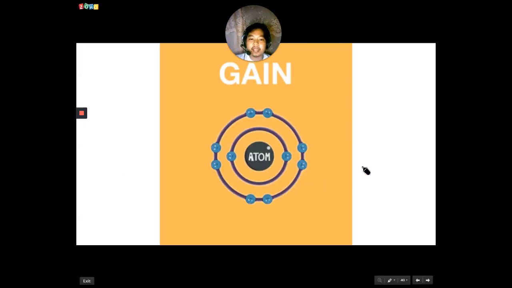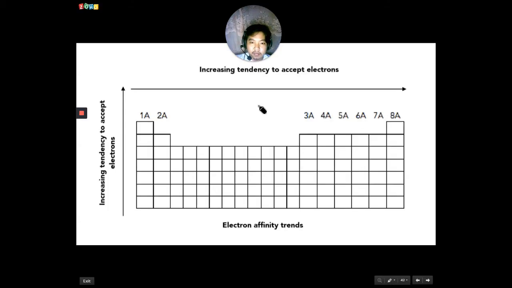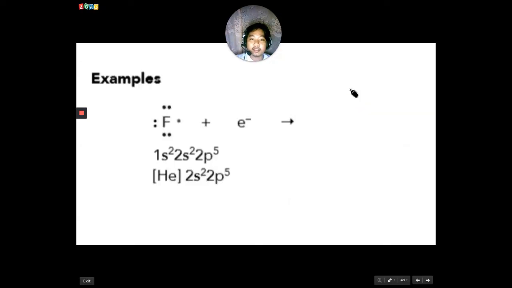So ito naman yung kabaliktaran. So they tend to gain electrons. So as we go to the right of the periodic table, no, increasing ang tendency to accept electrons. So paano natin siya i-model?